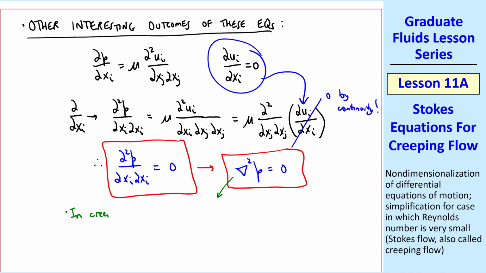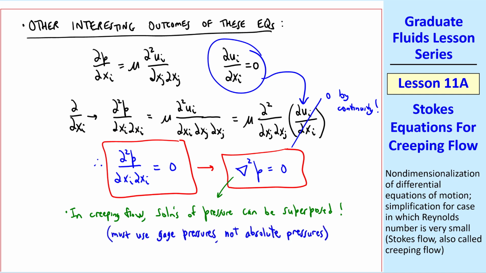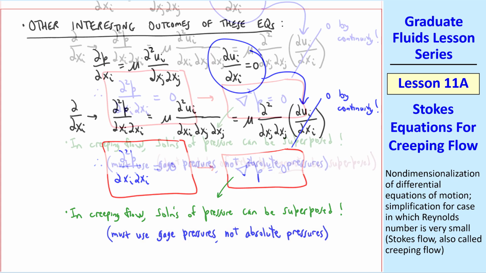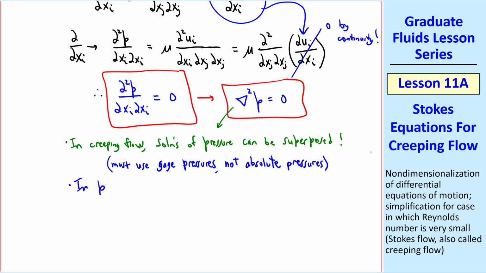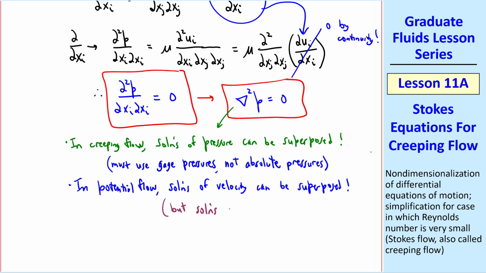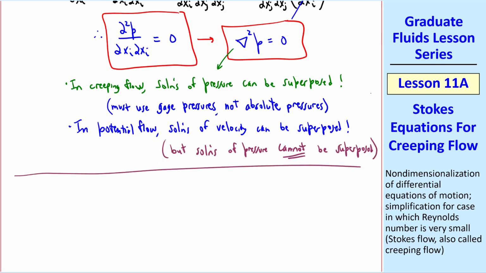It implies that in creeping flow, solutions of pressure can be superposed. Since the Laplacian is homogeneous and linear, if we have two solutions of pressure, we can add them up, and the resulting pressure would also be a solution of the equations of motion in creeping flow. Obviously, you need to use gauge pressures, not absolute pressures. You can't keep adding atmospheric pressure to all your individual pressure solutions. This is opposite of what we discussed in potential flow, where solutions of velocity can be superposed, but solutions of pressure cannot be superposed. I won't go through the algebra, leaving it up to the students.